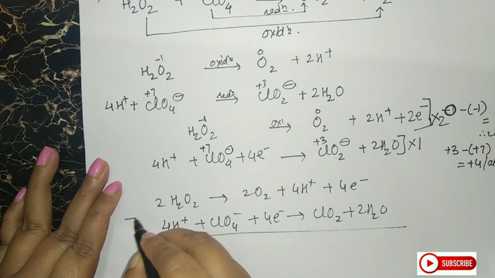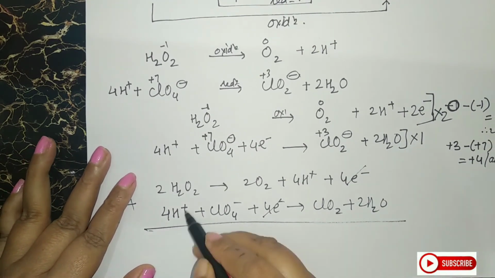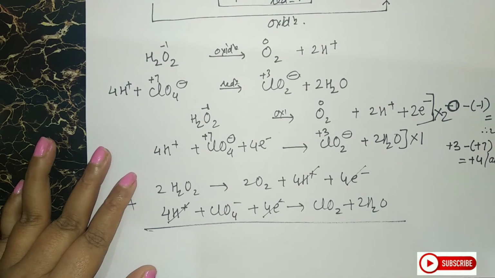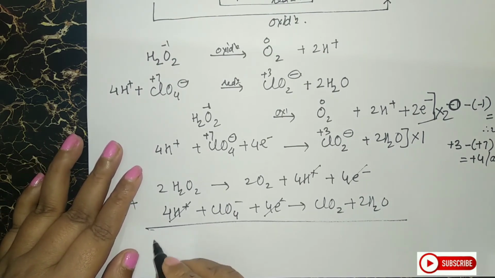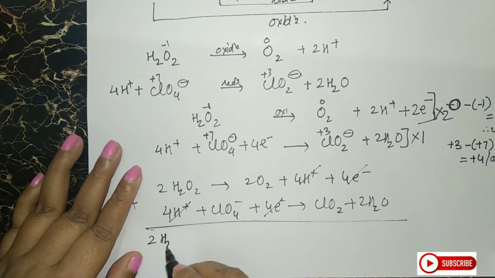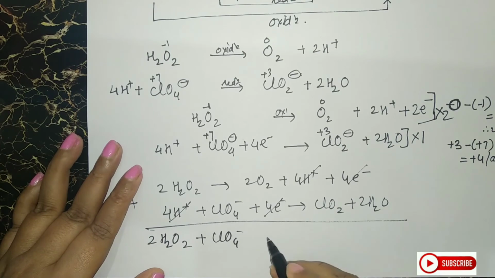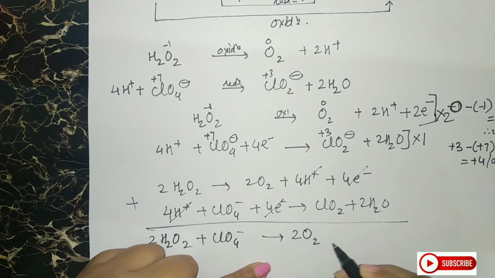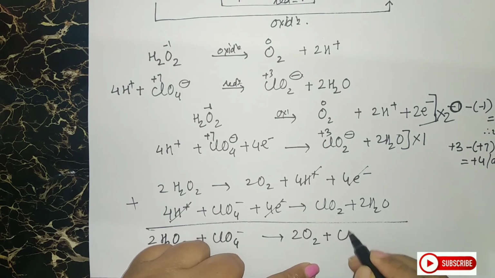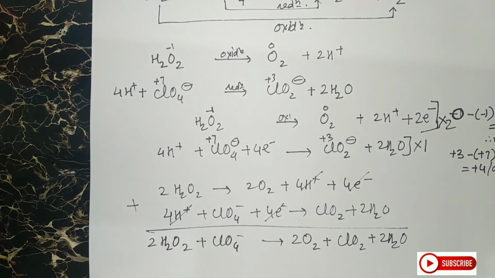Let us add the two equations. 4 electrons and 4 electrons get cancelled. 4H plus and 4H plus get cancelled. Let us rewrite the equation now. 2H2O2 plus ClO4 minus gives 2O2 plus ClO2 plus 2H2O. So students, this is how you balance the equations.